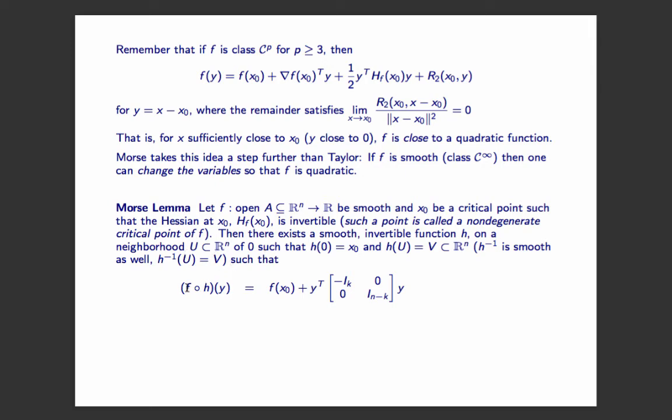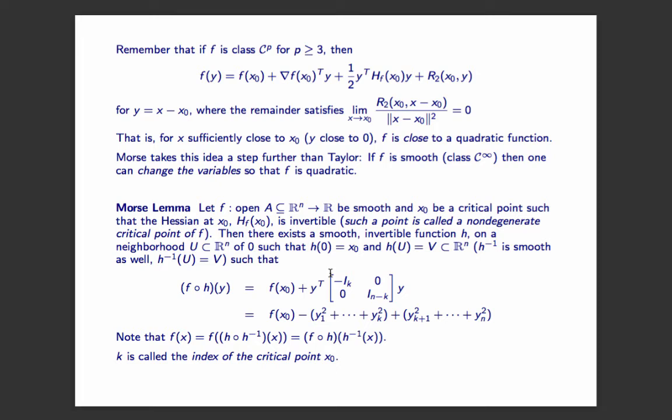Okay, so what's the result? Well, f composed with h of y equals f of x naught plus y transpose times this matrix times y. Now, this matrix has, in the upper left k by k block, the negative identity, and in the bottom right block, the positive identity. Well, if I were to expand that, I would get f of x naught minus y1 squared through yk squared plus y(k+1) squared through yn squared. Now, of course, you might compare this quadratic term to this one here and say it looks alike except that there's no linear term. Well, there's no linear term because we're assuming that x naught is a critical point, meaning this is 0.